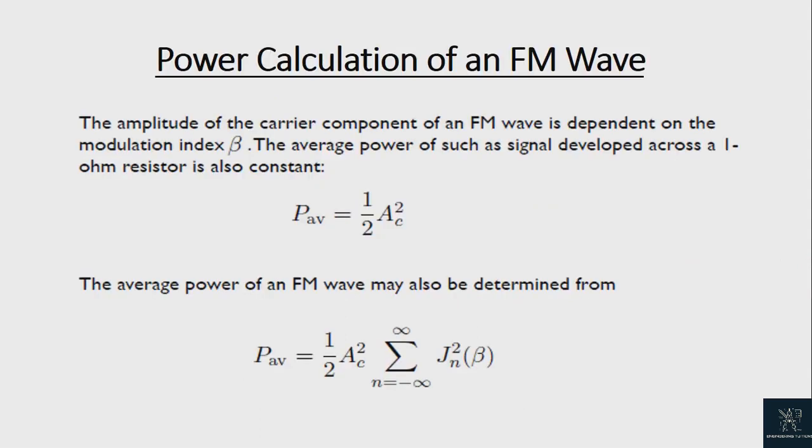Now calculation of power of an FM wave. The amplitude of the FM wave is constant and independent of the modulation index beta. The average power of such a signal developed across a 1 ohm resistor is also constant. So average power is equal to A_c square by 2. The average power of an FM wave may also be written as average power is equal to A_c square by 2 into summation from n equal minus infinity to infinity J_n square(beta).